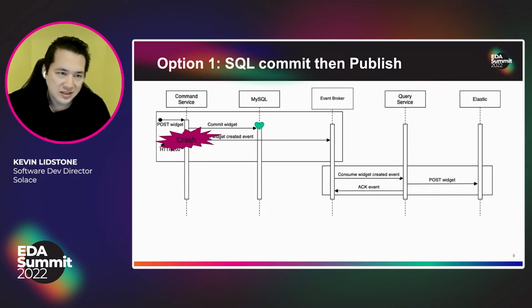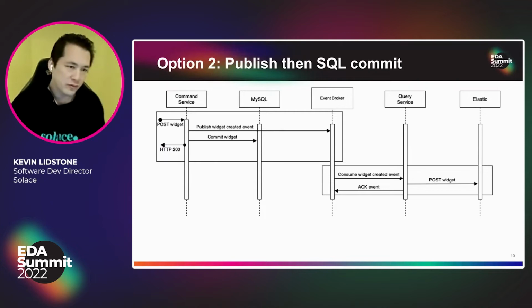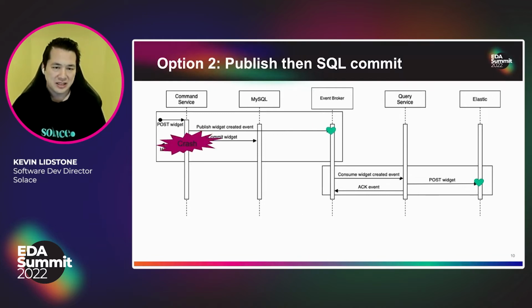So if we go to the next slide, we can see, okay, well, what if we try this? What if we publish the event first to make sure Elasticsearch is going to have it, then we commit to the database? But of course, we have just the exact opposite problem in this case. The event gets published. If the command service crashes, we've never committed to MySQL, but the event did make its way to Elasticsearch. And again, MySQL and Elasticsearch are out of sync.